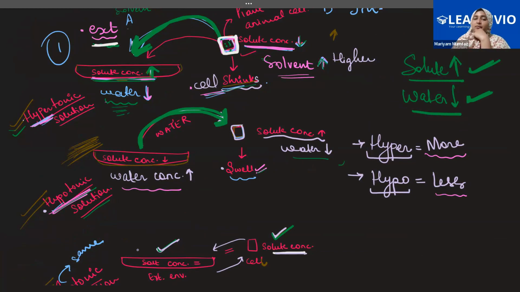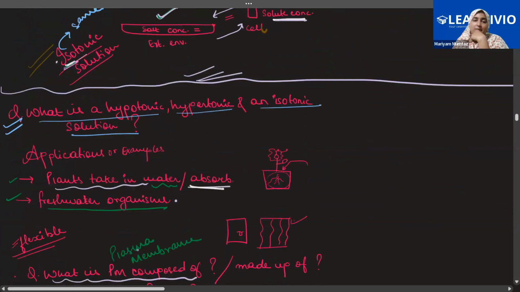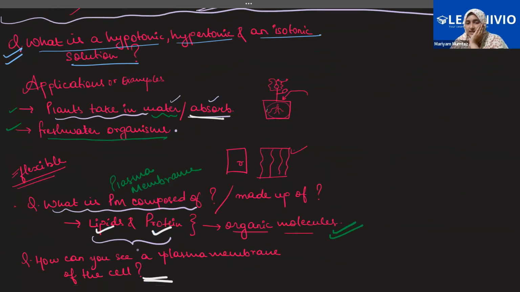All that you have to remember is what happens to the solute in each case. Hypertonic has high solute, right? If the solute is high, the solvent will automatically be low. In hypotonic, the solute is low, and in isotonic, the solute is same. Now, what is the application of this particular thing? The plants take in water or absorb water from the soil by this mechanism. Also, freshwater organisms also use this mechanism.